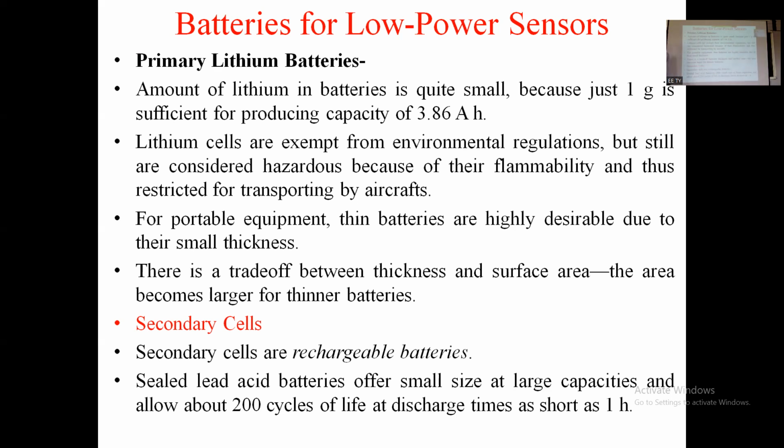Next one is the secondary cell. The secondary cell is the rechargeable type of battery, which is why it is called a secondary cell. Once this battery is discharged, we recharge it, and again we use it for our requirement or purpose. So secondary cells are the rechargeable type of battery.